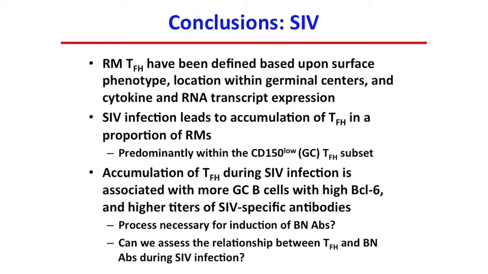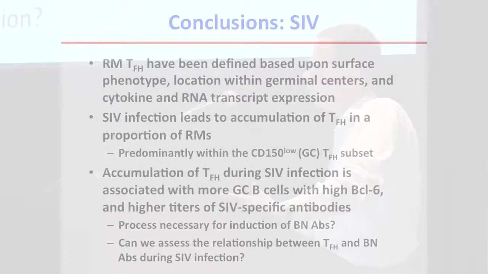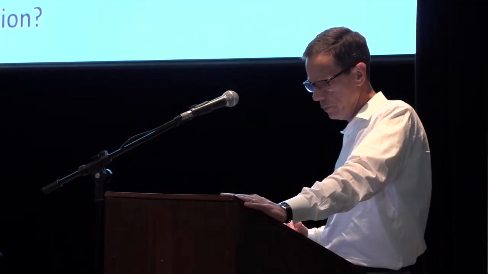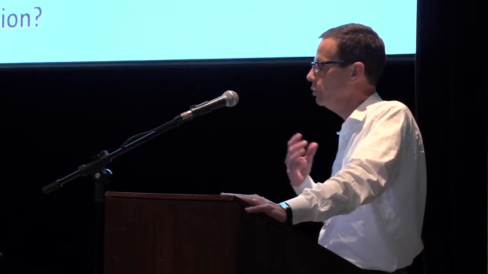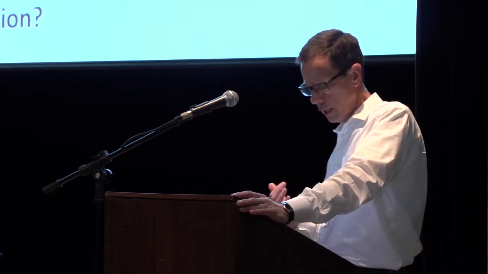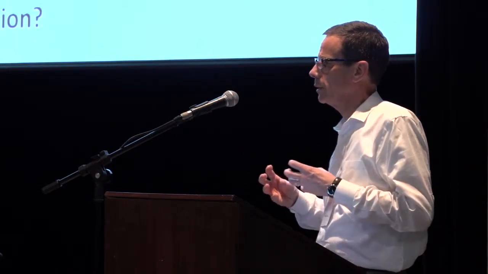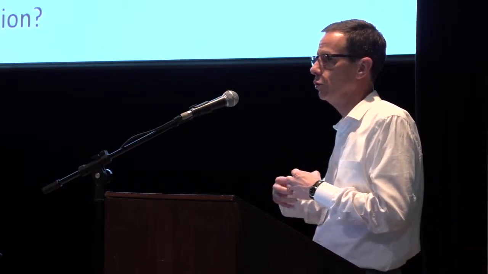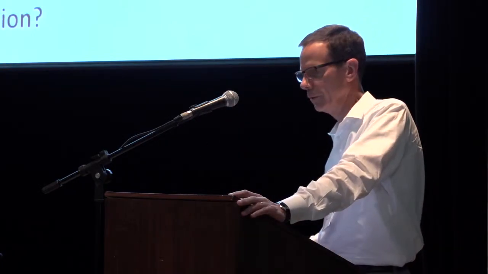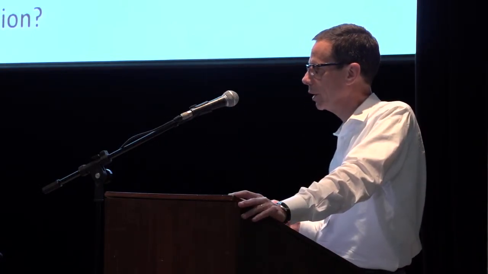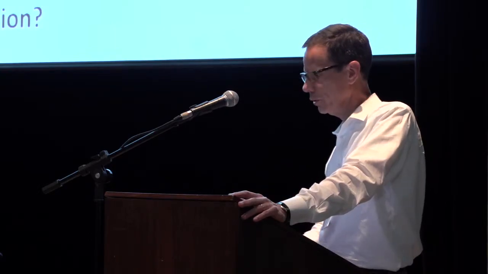Now, obviously, if all of this immune activation and all this time is required, it's going to be very difficult to induce this through vaccination. So what we really want is a model where we can now start to assess what it takes to drive the expansion of T follicular helper cells and the induction of broad neutralizing antibodies. And I think there is probably a good model.